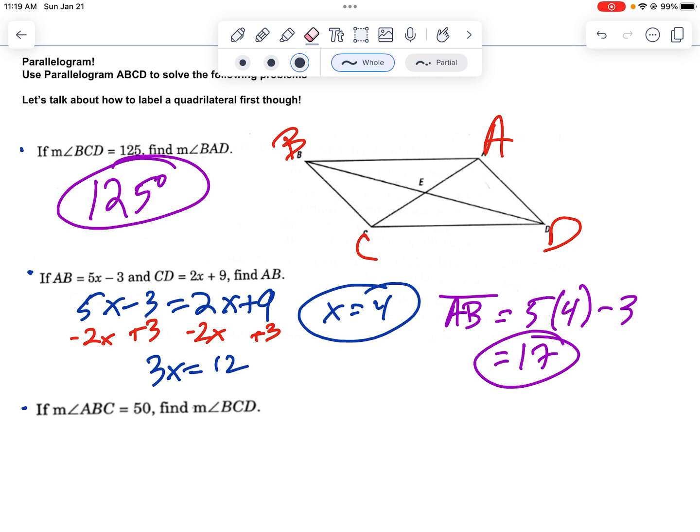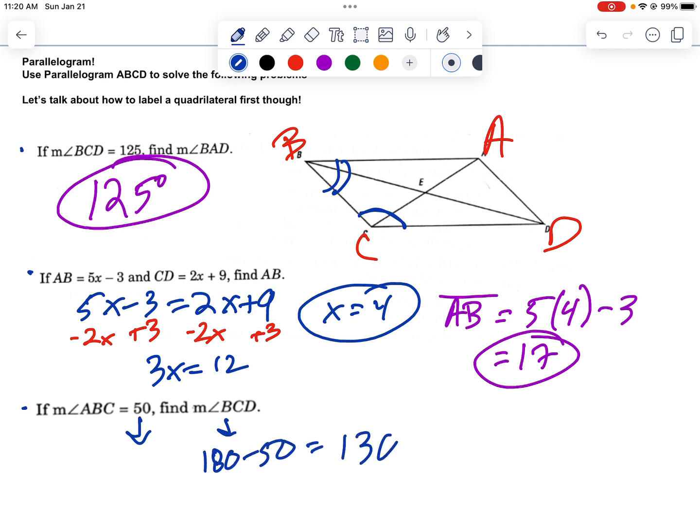Let's talk about this next one. So I've got ABC is 50. Find the measure of BCD, which is right here. So I'm looking at these two angles. Are they opposites of each other? Are they opposite sides of our parallelogram? No, they're not opposite angles. Are they on the same side, or are they consecutive? Yes, these are consecutive angles, which means they have to be supplementary. So if ABC is 50, then BCD, I would do 180 minus 50 to get 130 degrees.